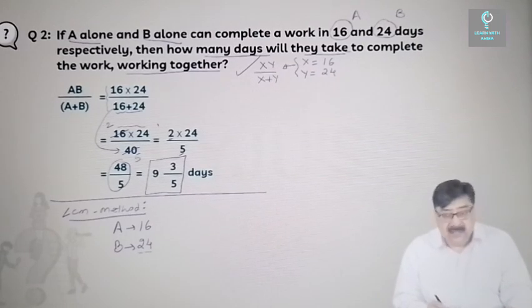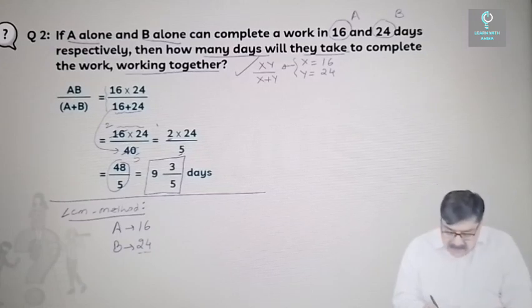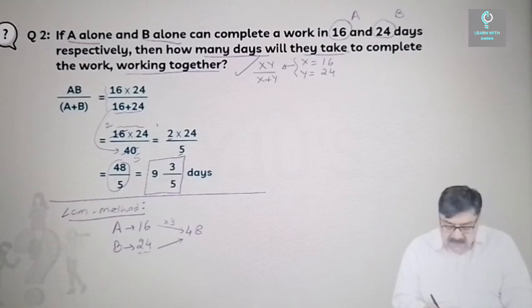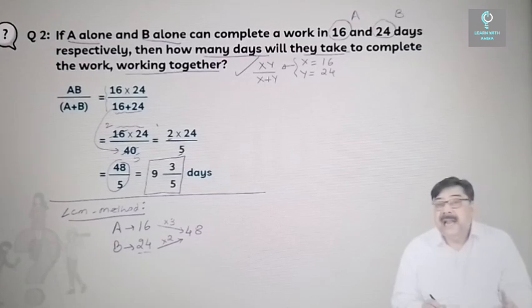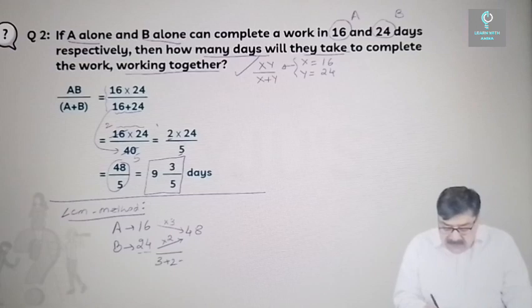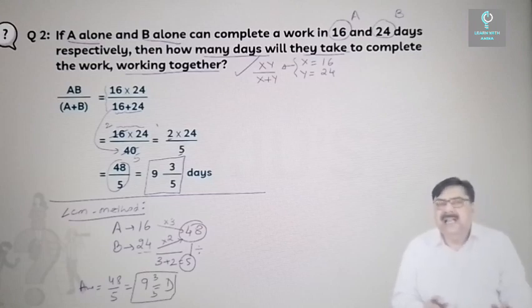24 into 1, 24. Is it divisible by 16? No. 24 into 2, 48. Divisible by 16? Yes. 16 into 3 is 48. So LCM here works out to be 48. How? Well, 16 into 3, the multipliers we will write here, which are nothing but they tell you about the 1 day efficiency of A and B individually, or how many units of work is done by A in a day and by B in a day. So 3 plus 2 is what we will do here, which is nothing but 5. 48 we have to divide by 5. So our answer here will be 48 by 5, which is 9 3 by 5 days. Definitely a faster approach and with lesser calculations.